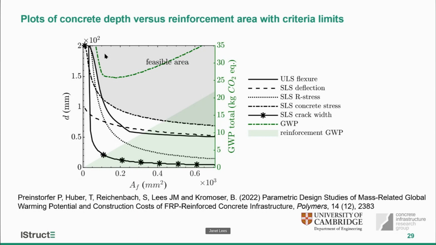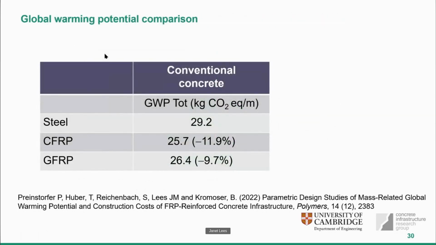So he did that for the steel, he did that for the carbon fiber reinforced polymer, and he did that for glass fiber reinforced polymer. What he was then able to do is find the total GWP for that optimum solution, and we found that steel was 29.2 and approximately 10% lower for CFRP and GFRP. Now I should add that the cost isn't shown on here. Philip also looked at cost, so if you're interested, look at the paper, but in fact the FRP was more expensive in terms of the solution.